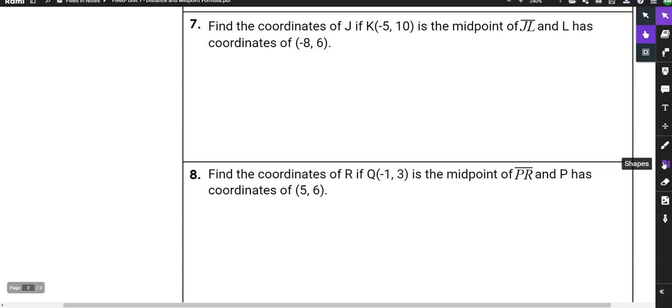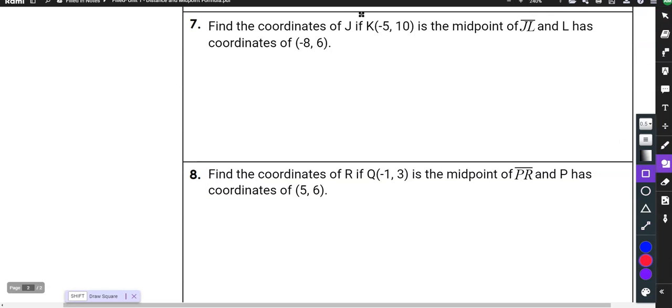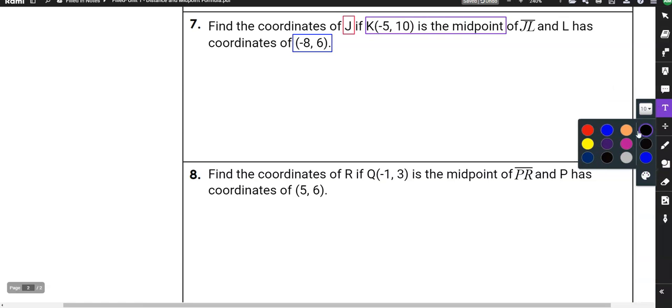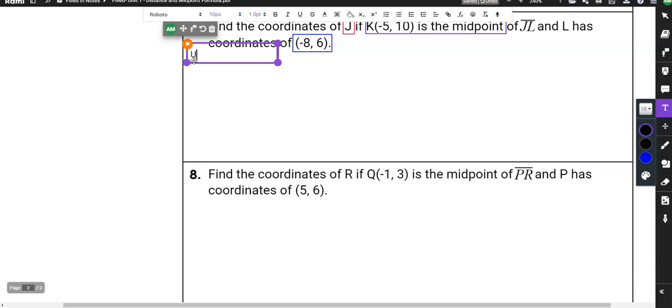Number 7, find the coordinates of J if K, negative 5, 10, is the midpoint of segment JL, and L has the coordinates of negative 8, 6. So again, let's go ahead and do some color coding. We are finding J, which again, I'm just going to call my point 1. We are given L, which is going to be my point 2. And we're given K, which is the midpoint. So our list of givens will include that.